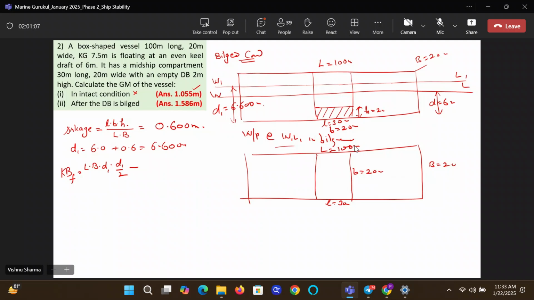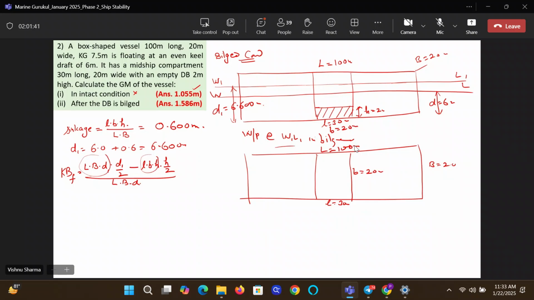I'm not saying lost volume buoyancy. I'm saying underwater volume not contributing to buoyancy. Look at the diagram. Identify the volume in the notational form which is under the water W1L1 but not contributing to buoyancy. That volume is small l into small b into h by 2. Identify its geometric center, and see what H is by 2, distance from keel, h by 2, divided by LBD.